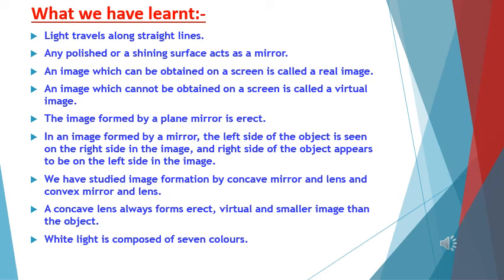We have studied image formation by concave mirror and lens, and convex mirror and lens. A convex lens has a different characteristic as compared to a concave lens. A concave lens always forms erect, virtual, and smaller image than the object. And we also studied that white light is composed of 7 colors.